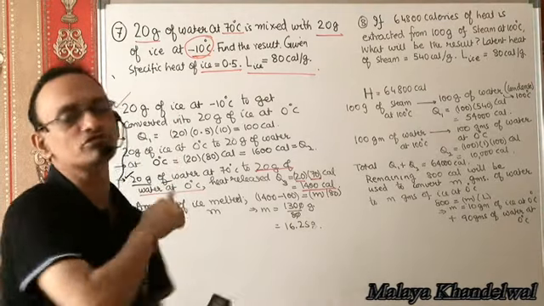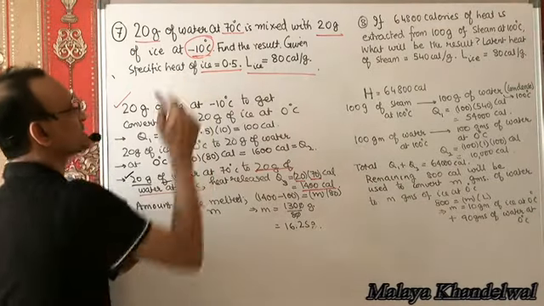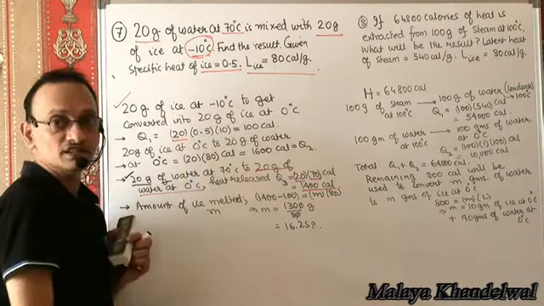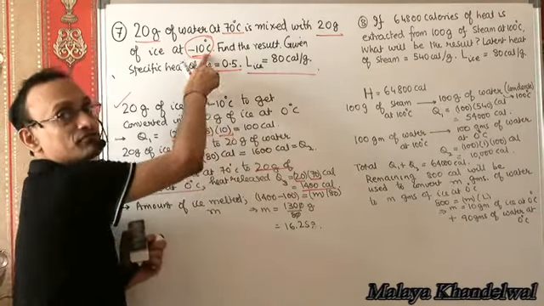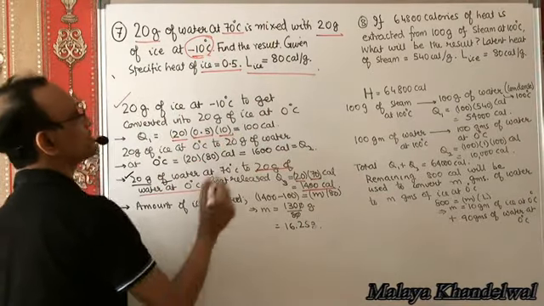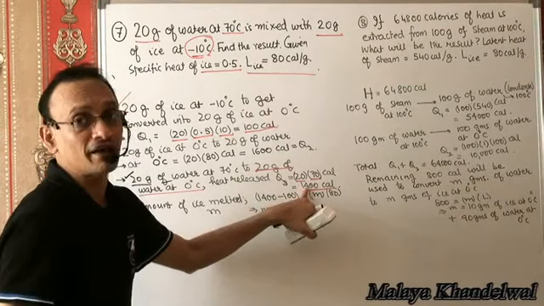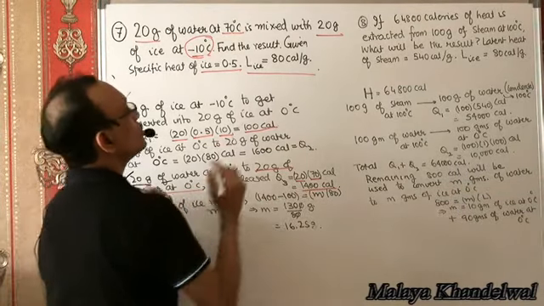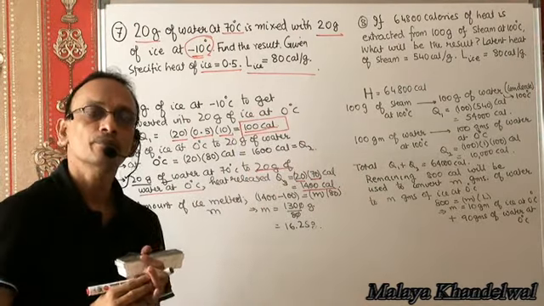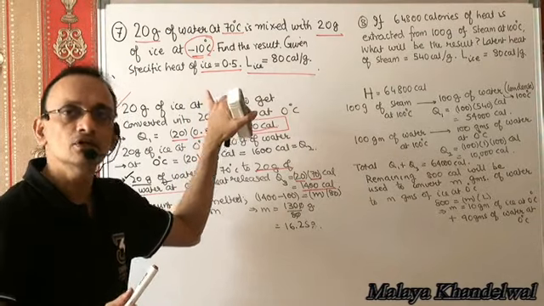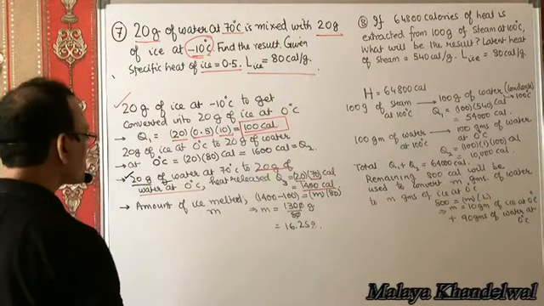How much heat would be required by ice to go from minus 10 degrees centigrade to 0 degrees centigrade? That's going to be mass of ice into specific heat of ice, which is 0.5, into 10 degrees rise of temperature. From minus 10 to 0 is a 10 degree rise. So that makes it 100 calories. So of this 1400 calories, 100 calories would be used to convert ice at minus 10 to ice at 0. And how much ice? 20 grams of ice, right?